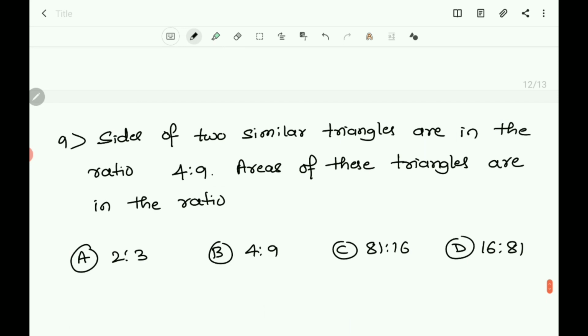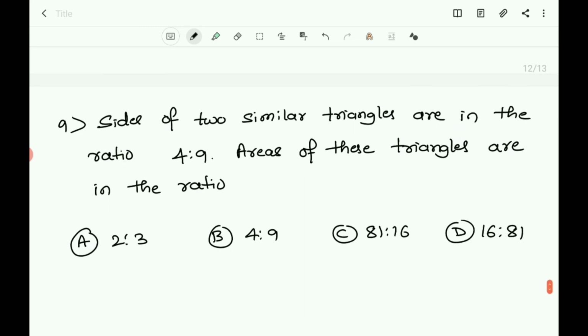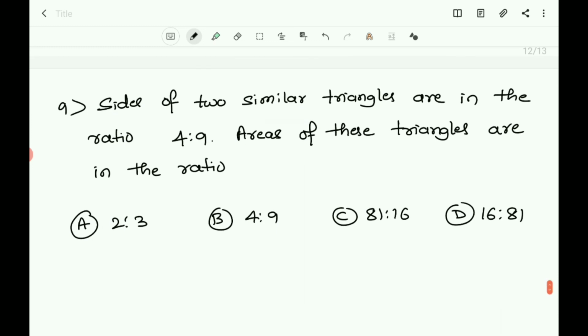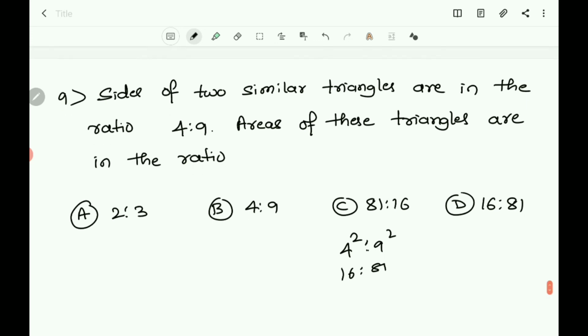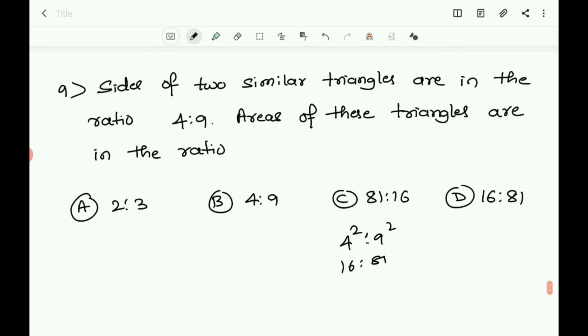Next one is: sides of two similar triangles are in the ratio 4:9. Then the areas of these triangles are in the ratio? Here the ratio of the sides is given. Then the areas become the squares of each in the ratio, that is 4 square is to 9 square. You know that 4 square is to 9 square is 16 is to 81. Here, sides are given, which means the ratio of the areas becomes their squares, that is 4 square is to 9 square, 16 is to 81.